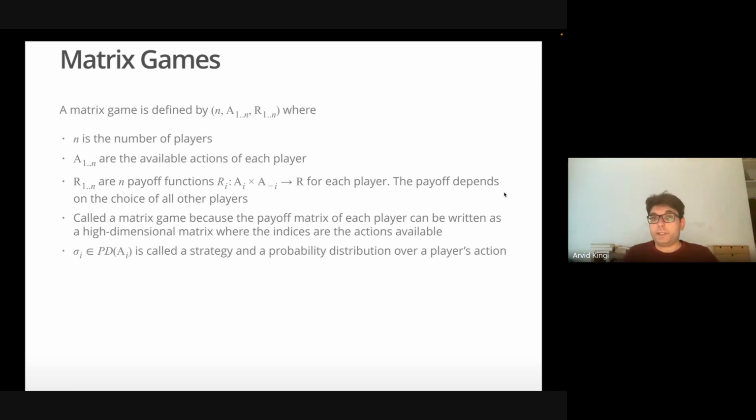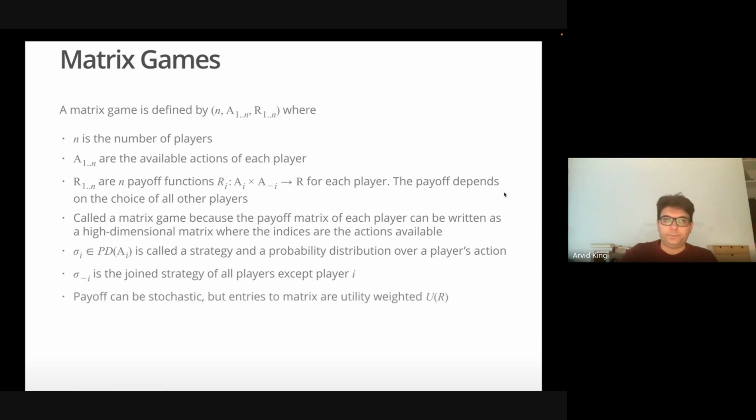And what is the strategy in such a game? A strategy is, for a single player, a distribution over the actions. And of course, the probabilities of those actions have to sum up to 1. That's the only restriction there is. And a total strategy is essentially the strategy of one player and the strategy of all the other players together. So typically we call sigma minus i the strategy space of all the other players that are not that player. And again, the payoff can be stochastic.